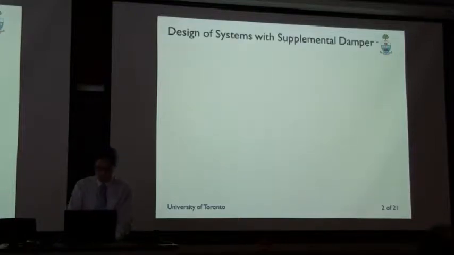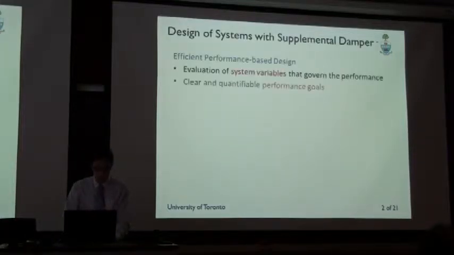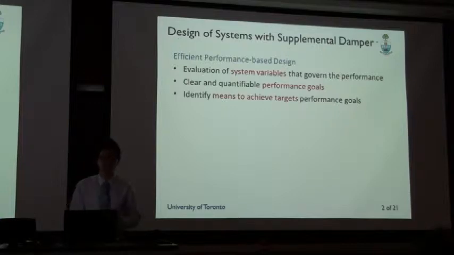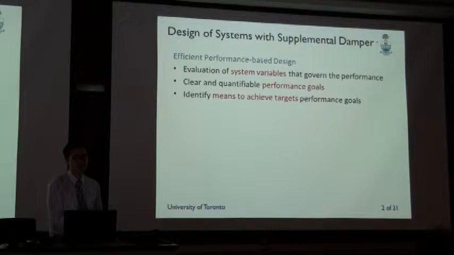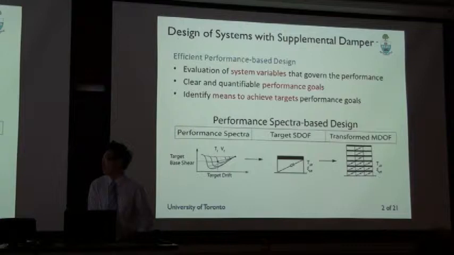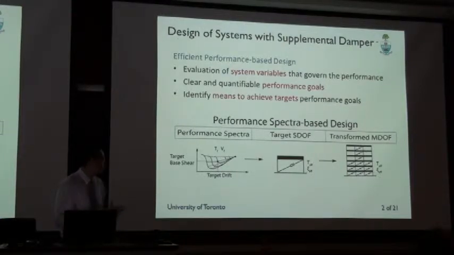So to put the presentation in context, when we're talking about efficient performance-based design of structures with dampers, we need three pieces of information. One is we need the controllable system variables that affect the system response. And secondly, we need the performance goals that we wish to achieve. And finally, we need the means to achieve the performance goals. The idea behind the performance spectra-based design methodology is that we arrange all these pieces of information in a graphical format such that it's called performance spectra.